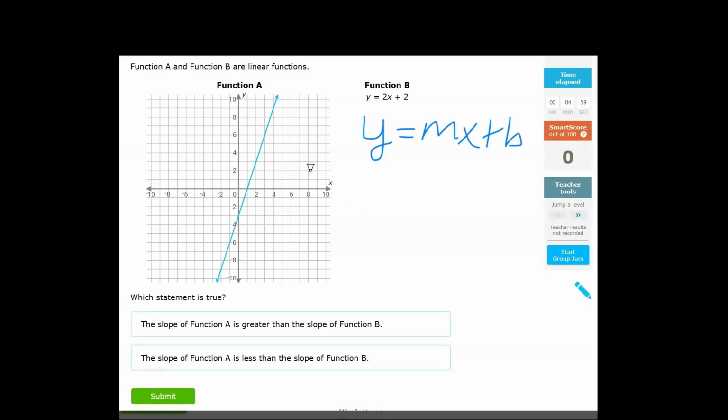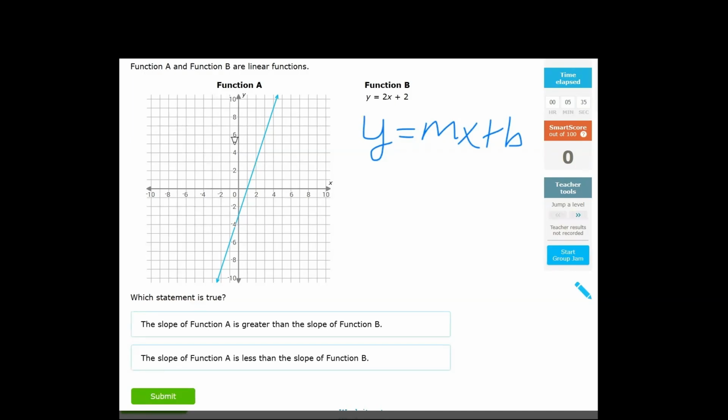And so here we're given two functions, function A and function B. Function A is given to us as a graph. Function B is given to us as an equation. And the question asks us which statement is true: the slope of function A is greater or less than the slope of function B. So let's recall how to find the slope of a function given a graph.